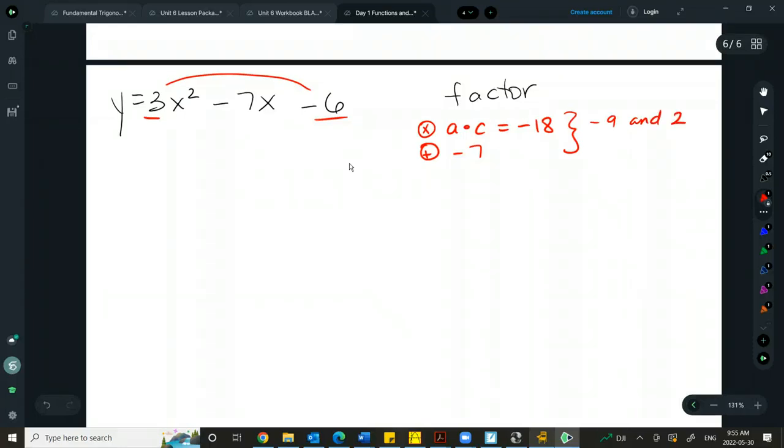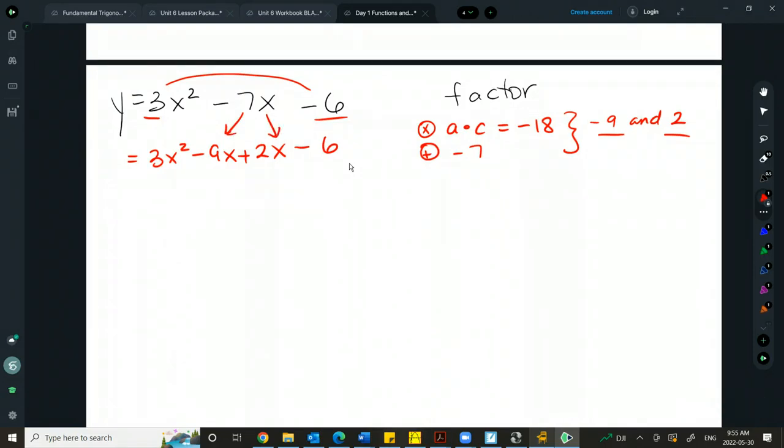This isn't as easy as just sticking these into the brackets like we did in the previous example. We must take the middle term and split it into these two terms. So we're going to split it into negative 9x and positive 2x. So I actually split negative 7x up into those two numbers that I found. And then we do factoring by grouping. I do this group and this group. We common factor from each. So I'm going to take out a 3x from the first group. I'll be left with x minus 3.